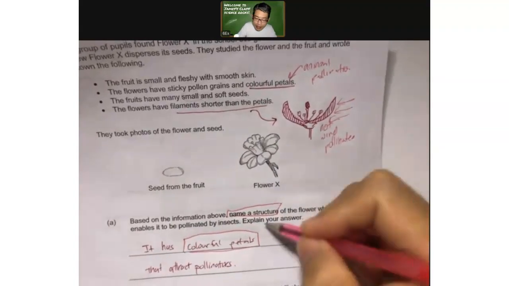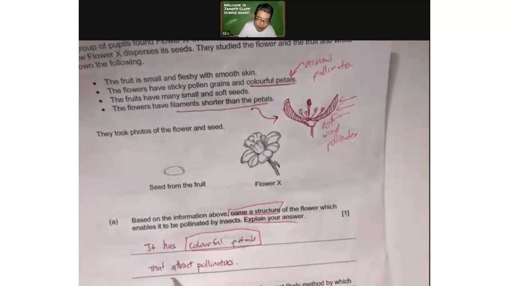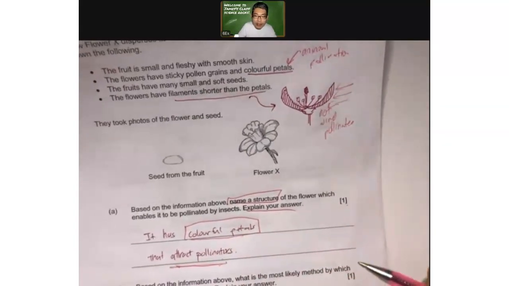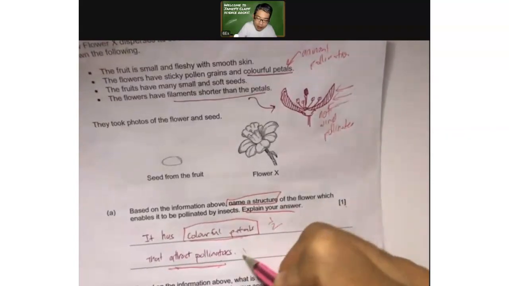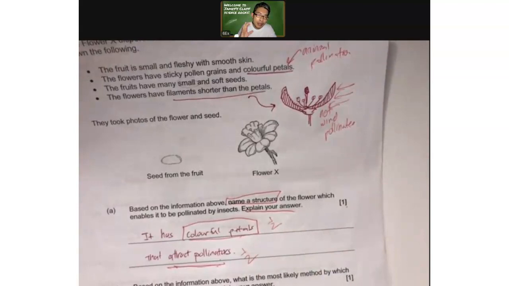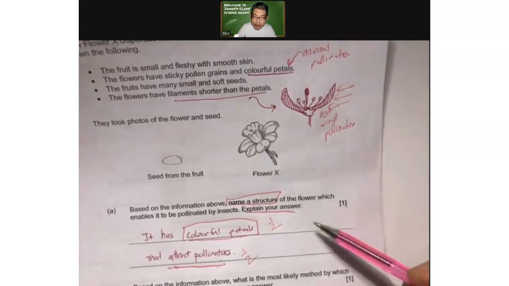Next part, explain your answer. Colorful petals attract pollinators. You must have both parts to get the full 1 mark. Otherwise, it's just half a mark here, half a mark here. I hope now for students who are getting partial marks for your open-ended question, you understand why you're not getting full marks. Because you're not giving everything that is requested and required in the question.